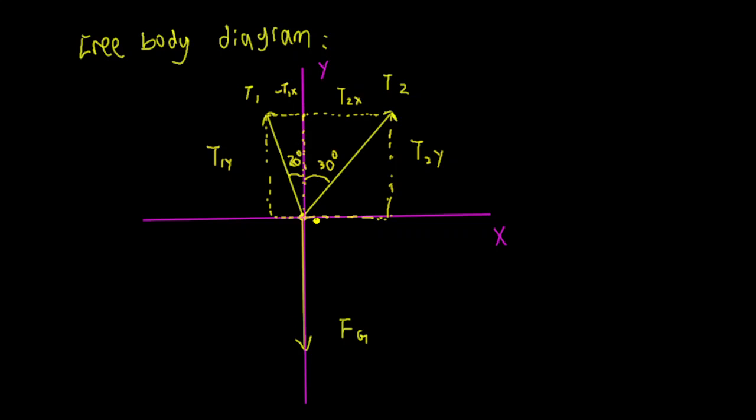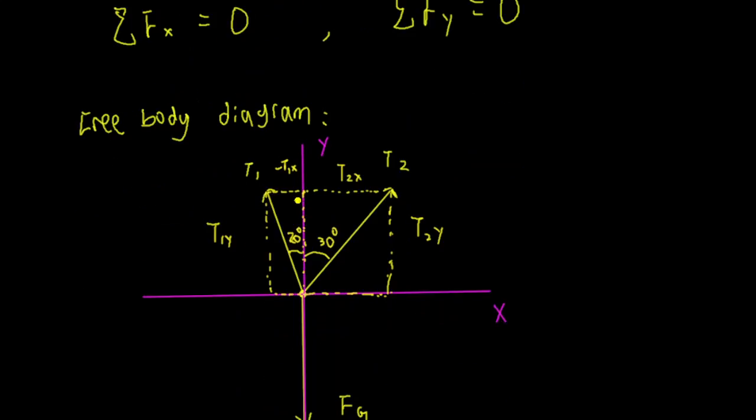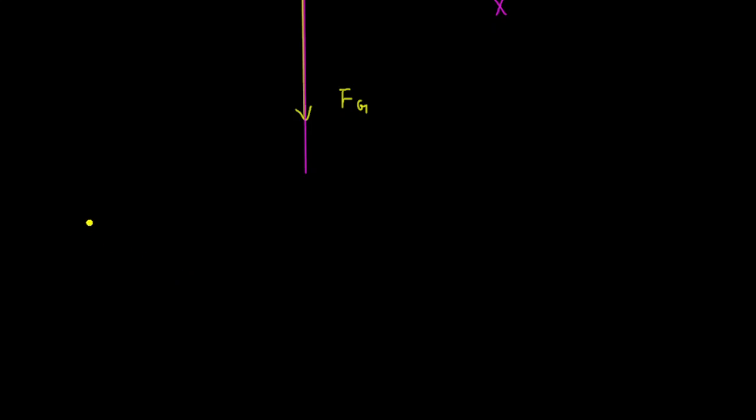And how about FG? Well, this is always in the negative direction because this is a negative y direction here, right? So it's a negative value. The gravity force is a negative value. Okay, so now we have all the forces sketched out in the free body diagram. Now let's write down the equation, right? Let's look at the sum of all the forces in the x-axis here.